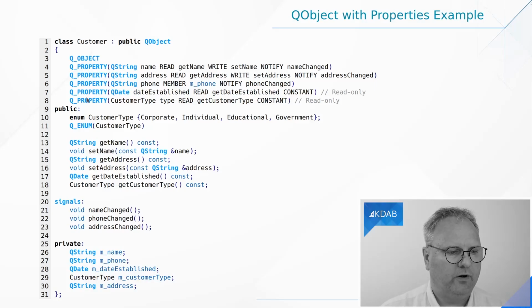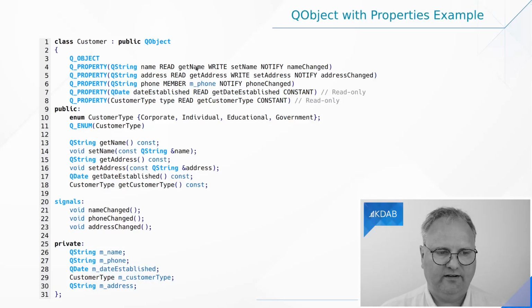So I have a bunch of properties. First, the type. So here, QString, that's type QString, a QDate, a customer type, whatever that is. Well, that was an enum. I can see that down here. Then the name of the property. So I can read this property with the name, I can read this with the name, address, and so on.